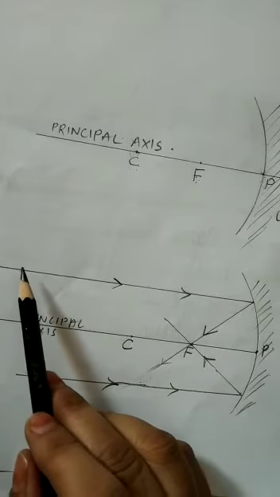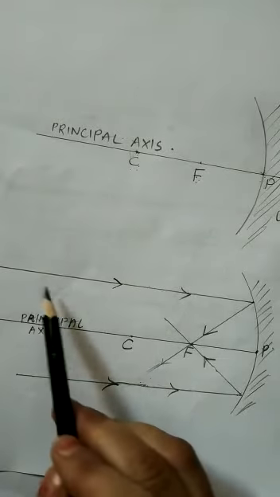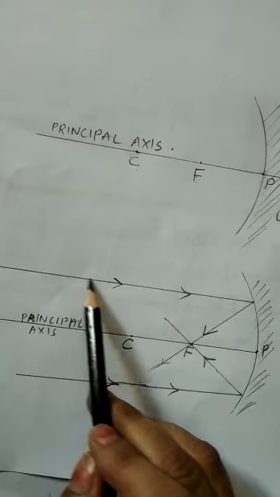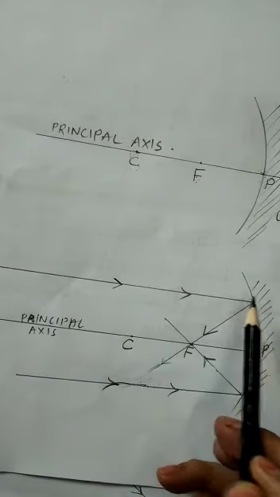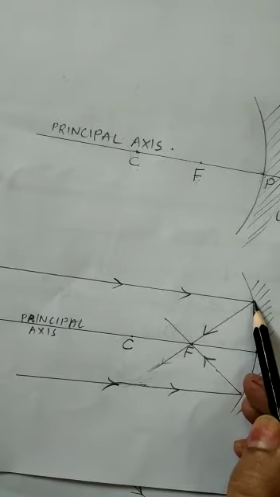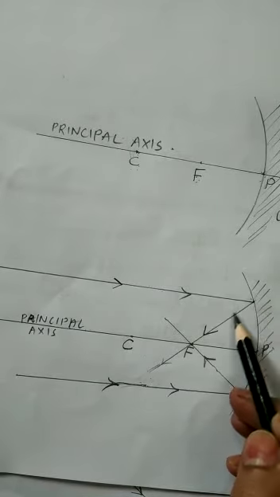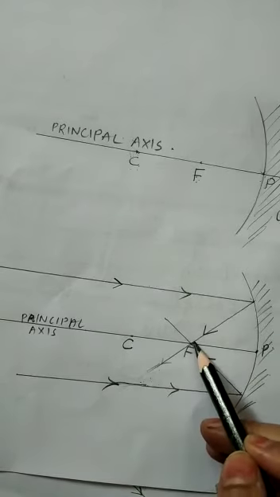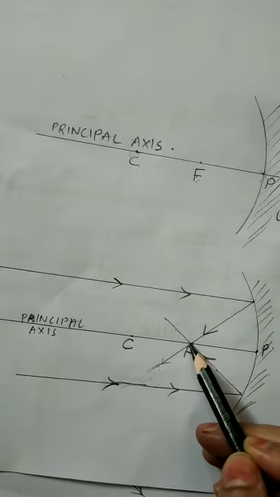You can see over here this incident ray of light which is parallel to the principal axis, it is falling over here on this reflecting surface. After falling over here, it strikes the reflecting surface of the concave mirror, and where it is going, it is passing through this point, and this point therefore is called as principal focus.